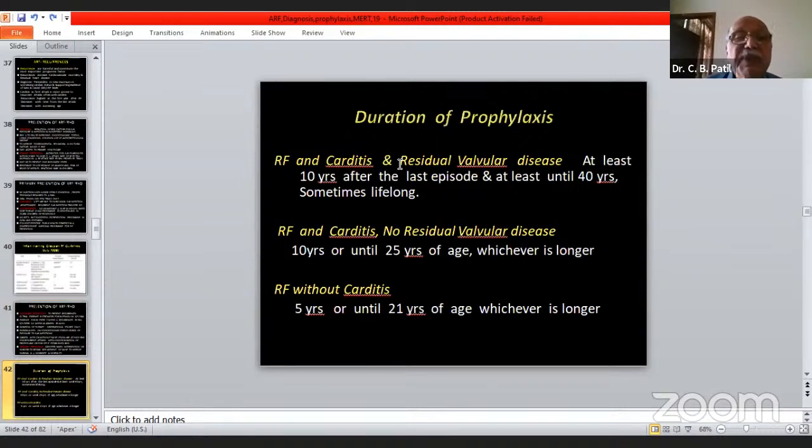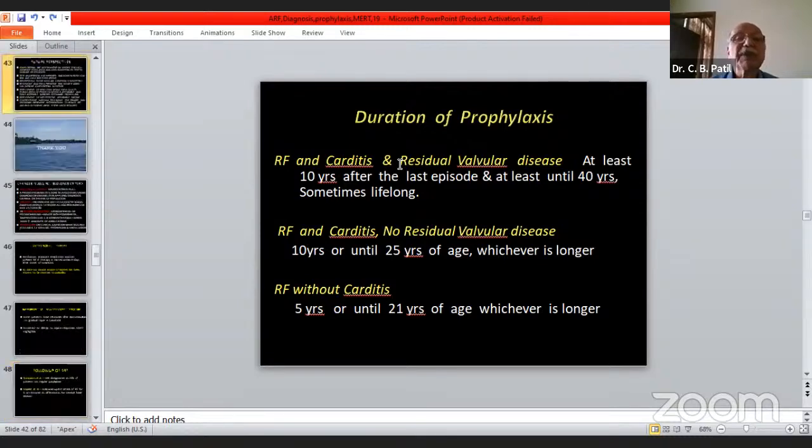So what is the duration of prophylaxis? Rheumatic fever and carditis with residual valvular damage, if it is already there: at least 10 years after the last episode and at least until the age of 40 years, whichever is longer. If there is rheumatic fever and carditis with no residual valvular damage: 10 years or at least until 25 years of age, whichever is longer. Rheumatic fever without carditis: 5 years or until 21 years of age, whichever is longer. So this is the duration. You have to continue the prophylaxis.